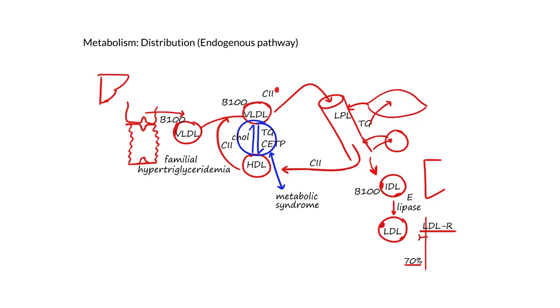And then the last and most important one here is in the LDL receptor, because this is where we're going to have our hereditary monogenic familial hypercholesterolemia. And we're going to discuss that as a separate entity coming up.